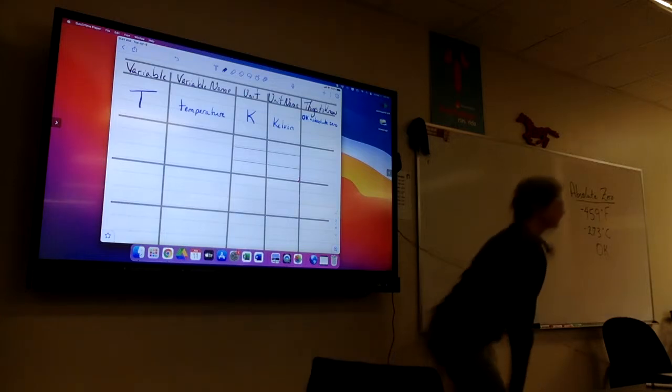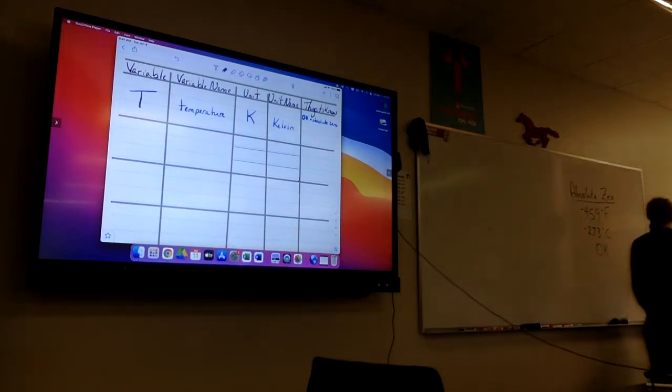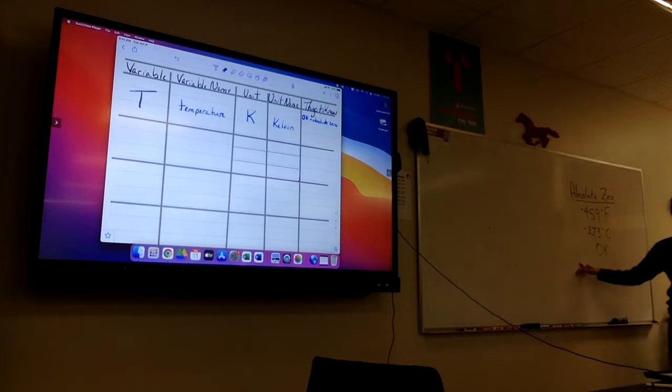All right. So let's talk about absolute zero. First of all, here's the values of absolute zero.